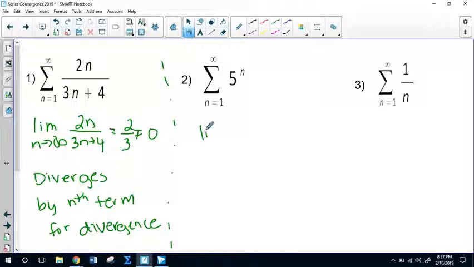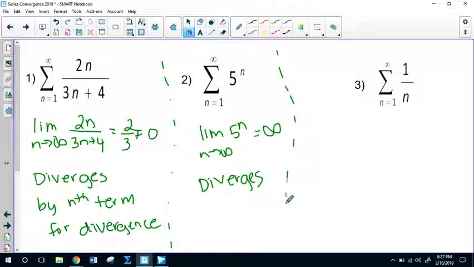Second one, just as easy here, the limit as n approaches infinity of 5 to the n. Clearly this thing diverges. This thing is growing. It's an exponential function here. It is clearly growing. The limit is equal to infinity. So this thing clearly diverges by the same test.